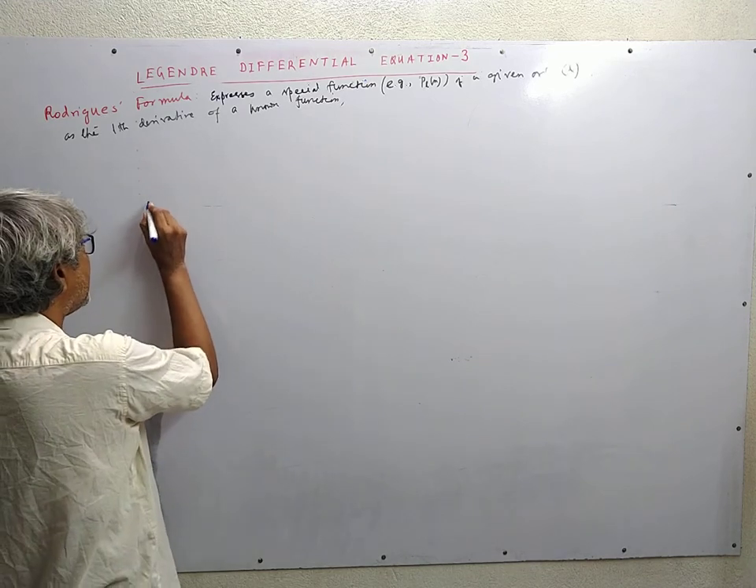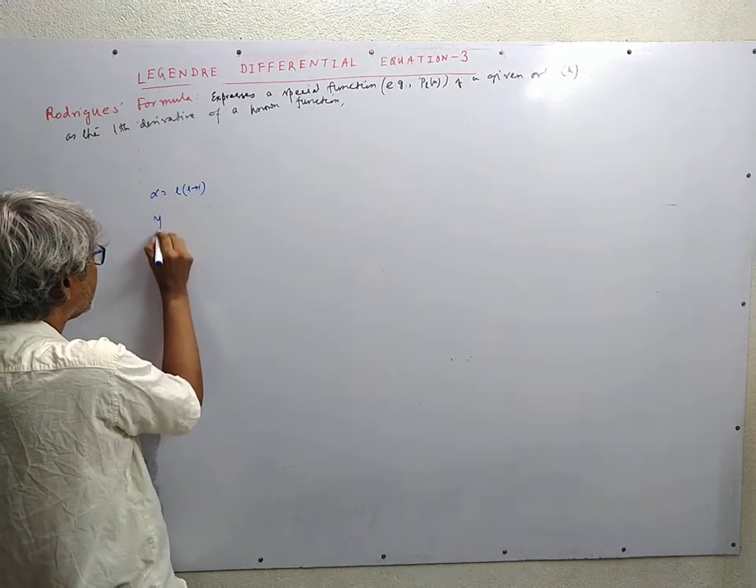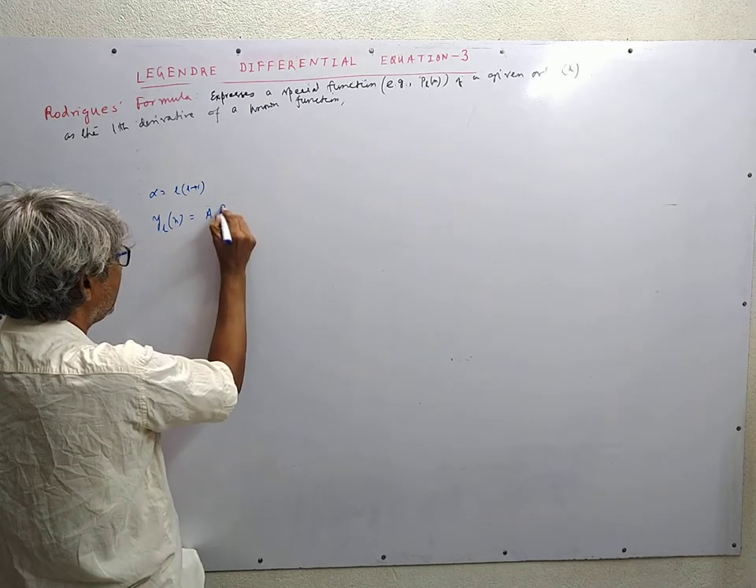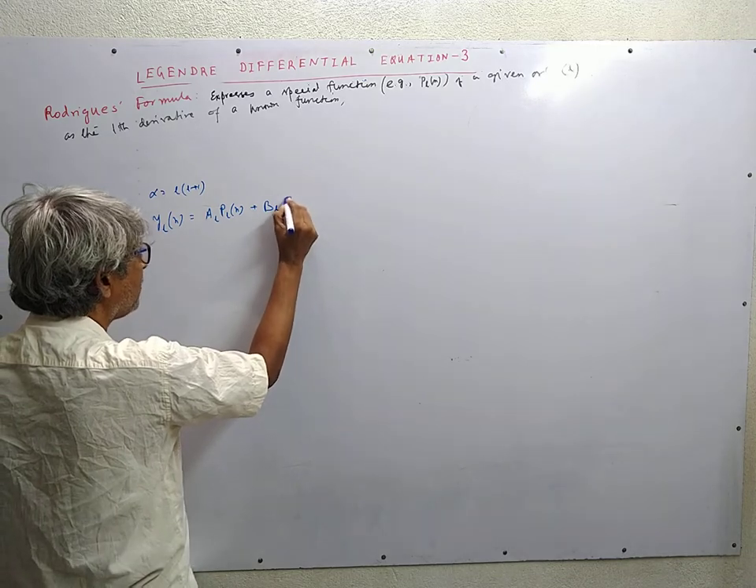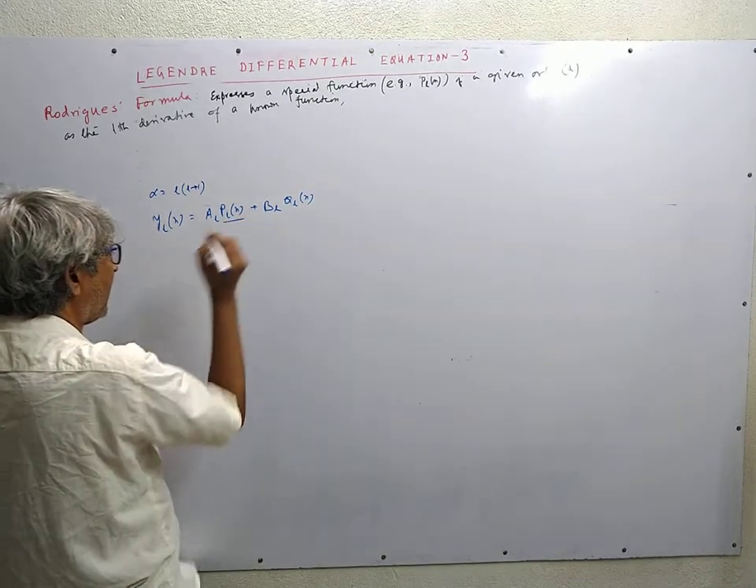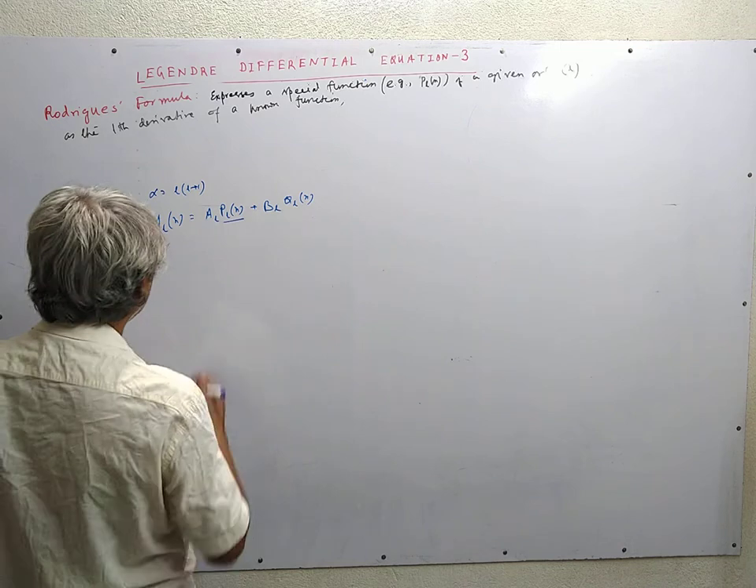So for a given L, alpha is equal to L into L plus 1, for a given L, YL of x can be written as AL PL of x plus BL QL of x. And using the recurrence relation, we have found out an expression for the PL of x.